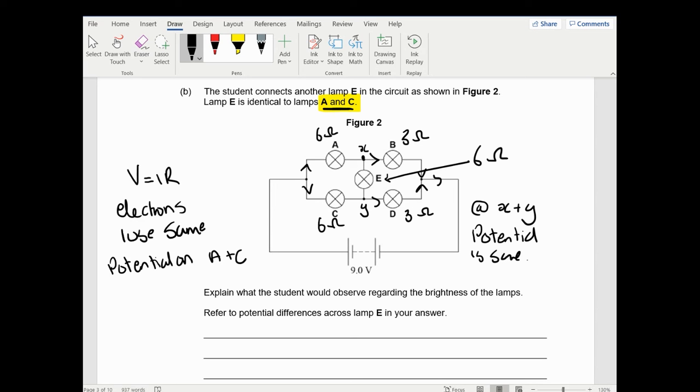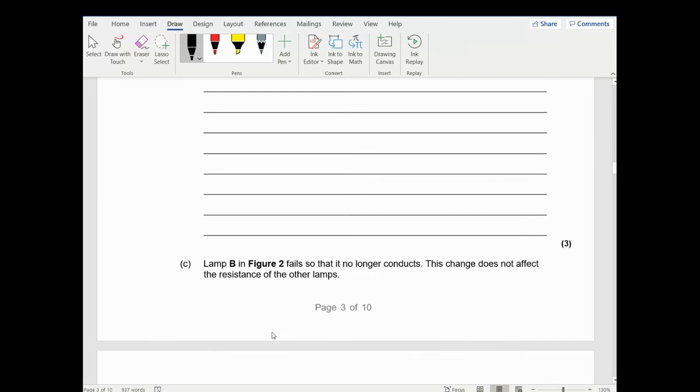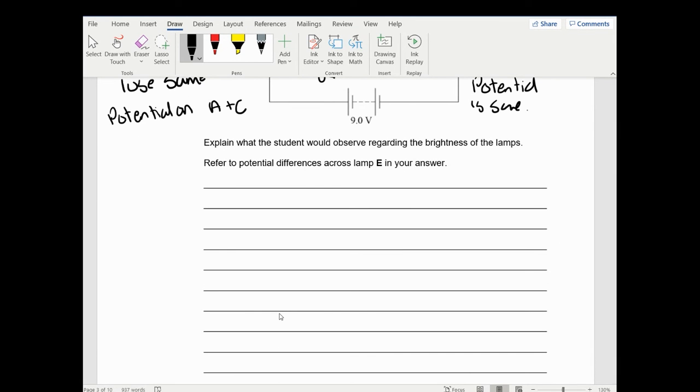So this is a really, really mean question. Explain what the student would observe regarding the brightness of the lamps. Refer to the potential difference of E in your answer. What's really important is this is a 3-mark question, so it's 3 bullet points that you have to write. And the first thing it's saying here is explain what the student would observe regarding the brightness of the lamps.